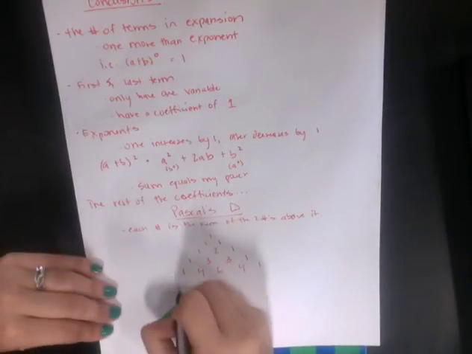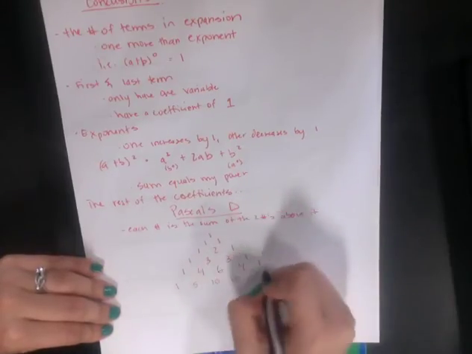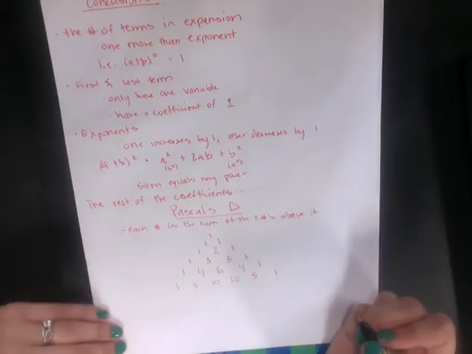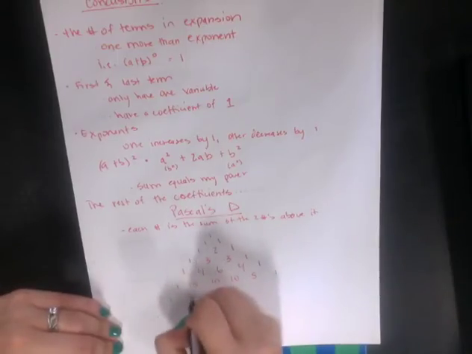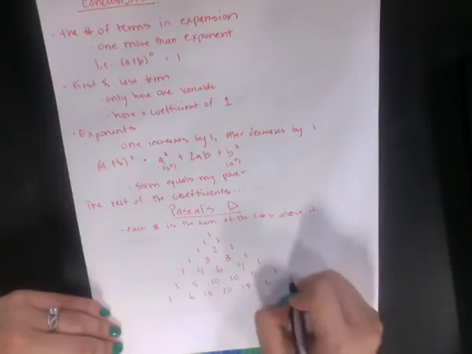We continue. 1, 1 plus 4 is 5. 4 plus 6 is 10. 6 plus 4 is 10. 4 plus 1 is 5. 1 plus 0 is 1. 1, 1 plus 5 is 6. We have 15, 20, 15, 6, 1.